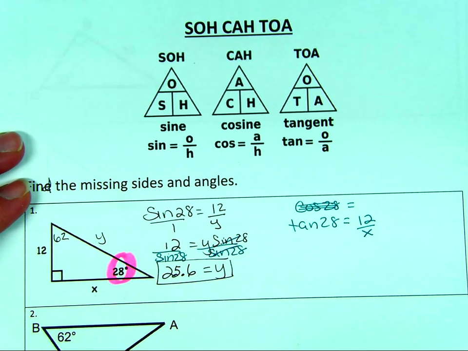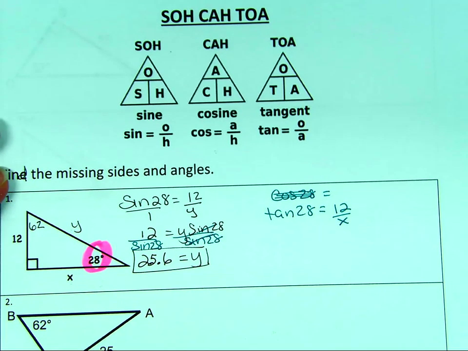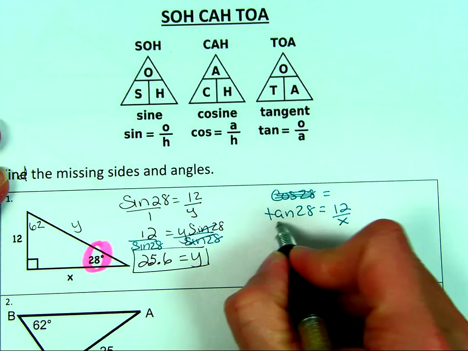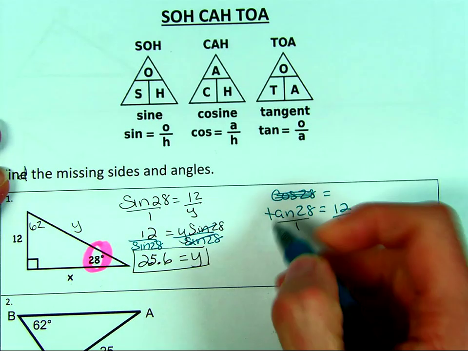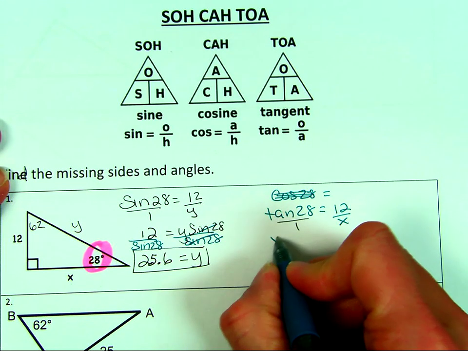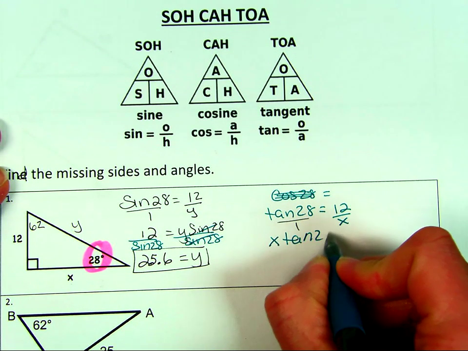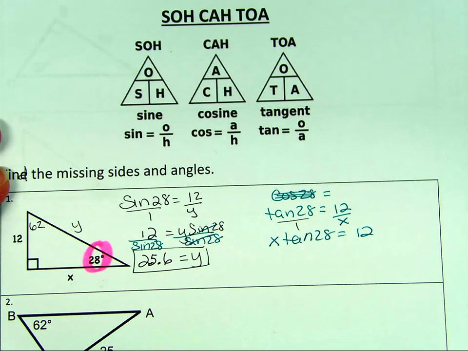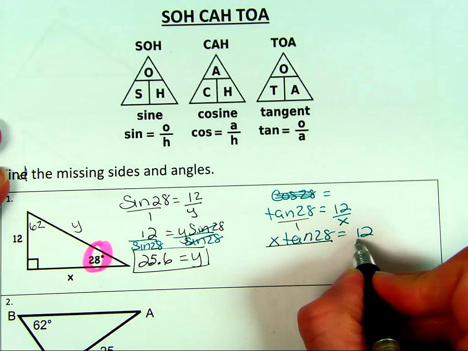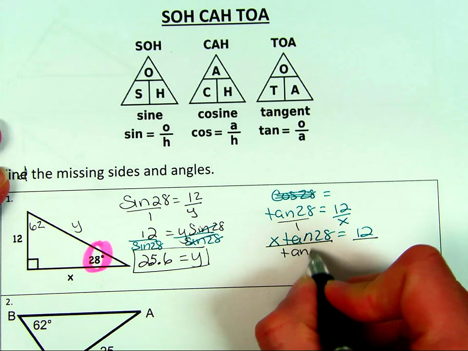That's Y. So over here is my equation for X. I'm going to, again, cross multiply to get my X alone. So I get tangent of 28 times X equals 12. And then to get my X alone, I'm going to divide by the tangent of 28.